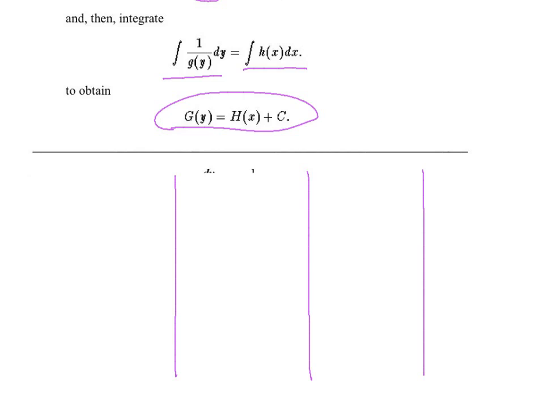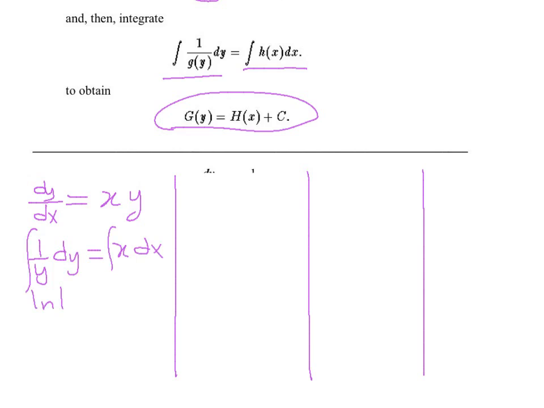Now, this is, for example, a separable differential equation, a very simple one. The reason we call it separable is because we can separate 1 over y dy and x dx. And then we can integrate both sides, which gives ln y equals x squared divided by 2 plus c.